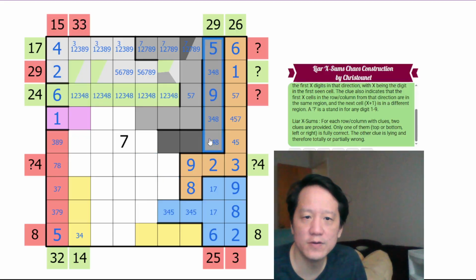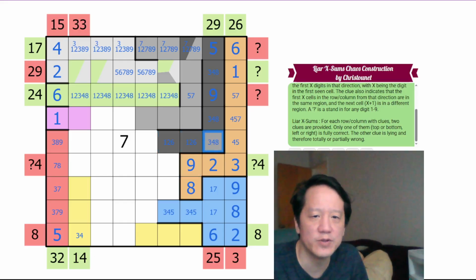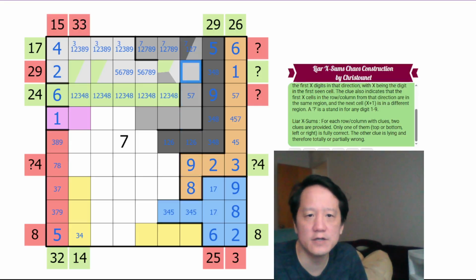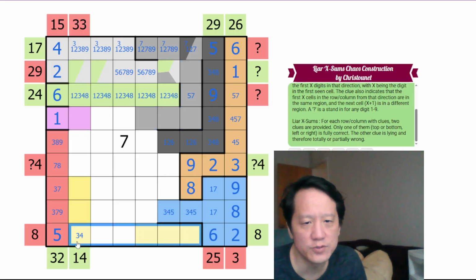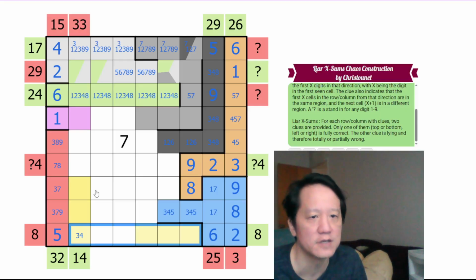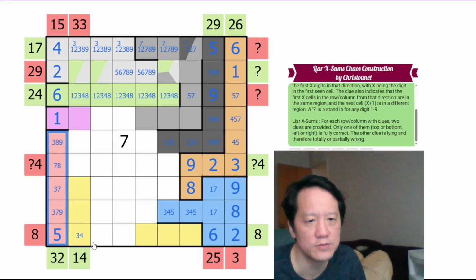Remaining digits in dark are 1, 2, 6, 7. Obviously 7 can't be there. No 8, 9 here. Okay. This is almost certainly yellow. Red needs access to 1, 2, 4, and 6. Okay. So this is 13, 32. That's fine. 14.